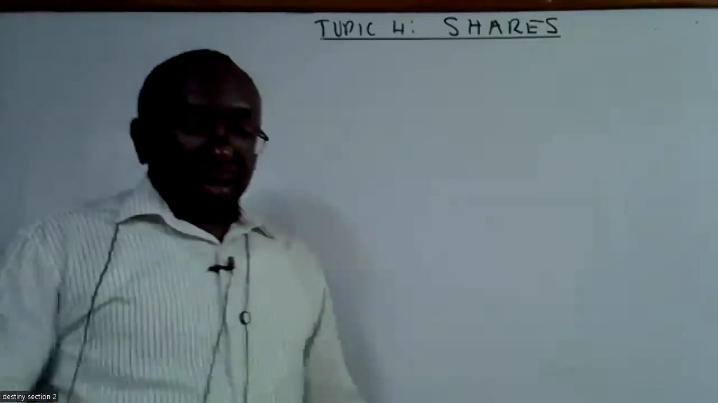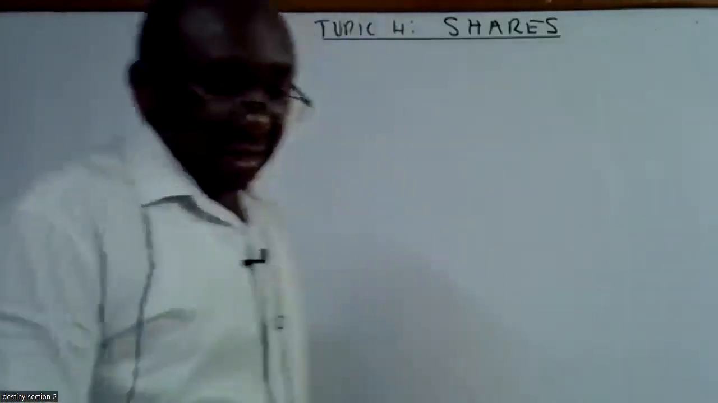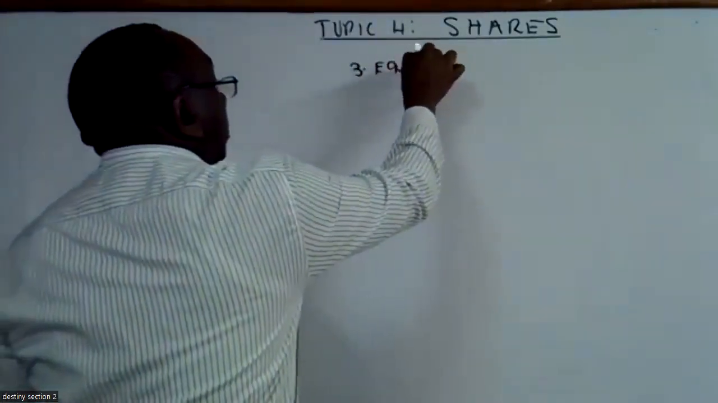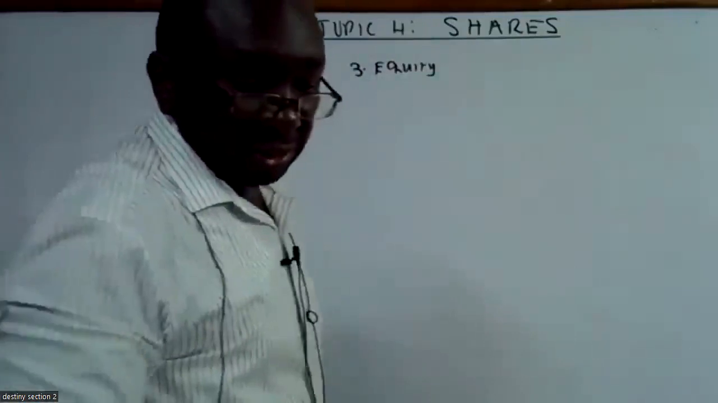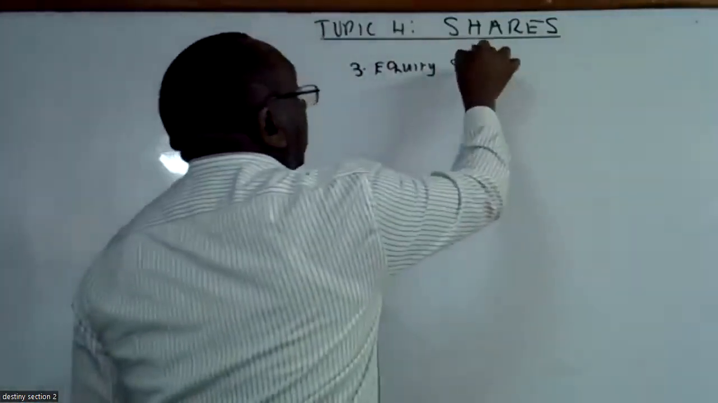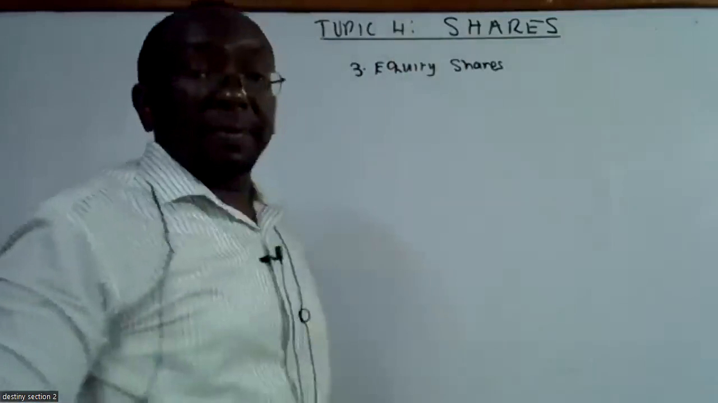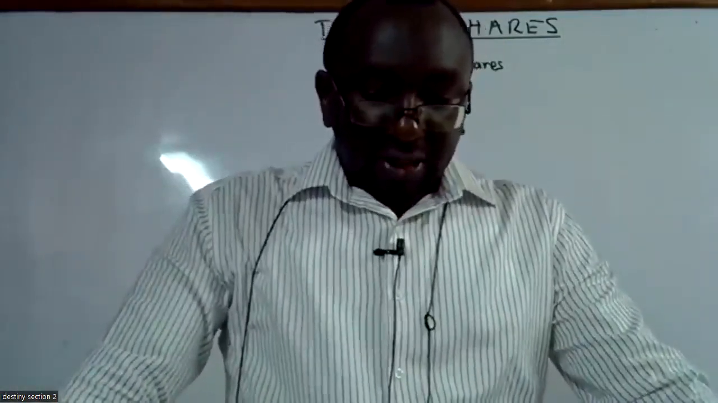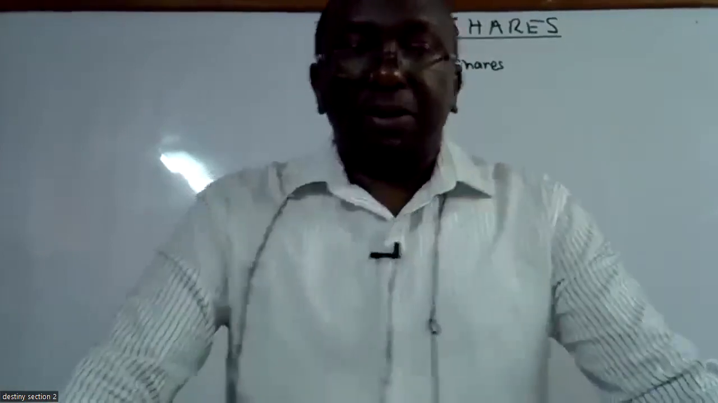Okay, so number three, they are called equity shares, and we write that these are all other shares except preference shares.